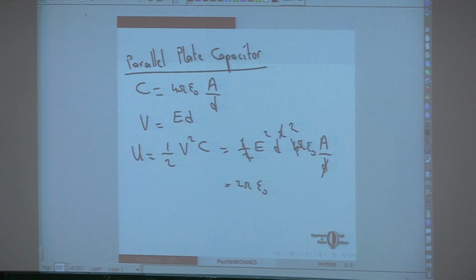Are you sure about this 4 pi? Well, let's see. The electric field inside the capacitor is sigma over epsilon 0, or Q over A epsilon 0. V is E times D. This is Q times D over A epsilon 0. So we don't have this 4 pi.